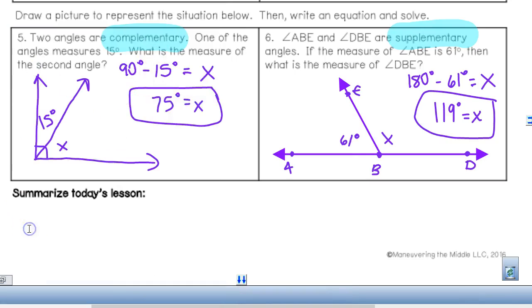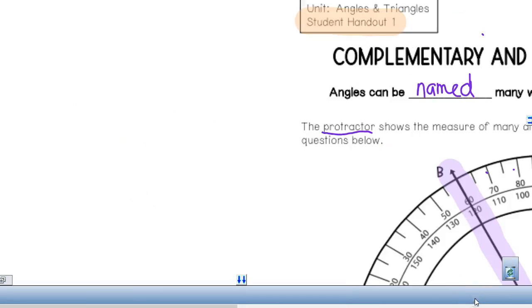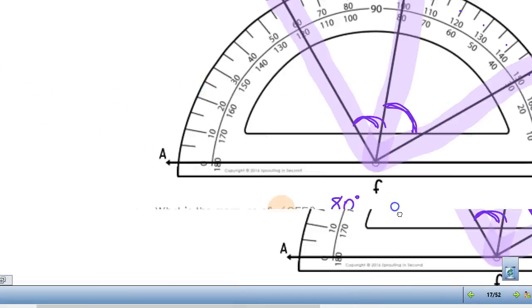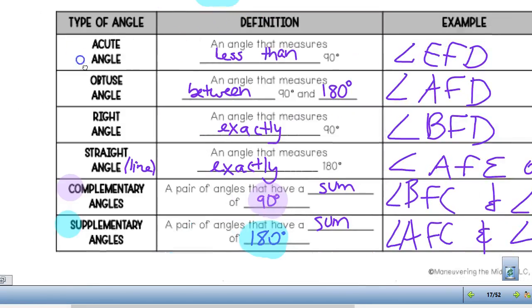So if I had to summarize today's lesson, two vocabulary words that really come to mind for me would be complementary and supplementary. And your summarization could say that complementary angles add up to 90 degrees and supplementary angles add up to 180 degrees. You could also refer back to our discussion about acute and obtuse angles and say that an acute angle is an angle less than 90 degrees. An obtuse angle is between 90 and 180, and a right angle is exactly 90 degrees.